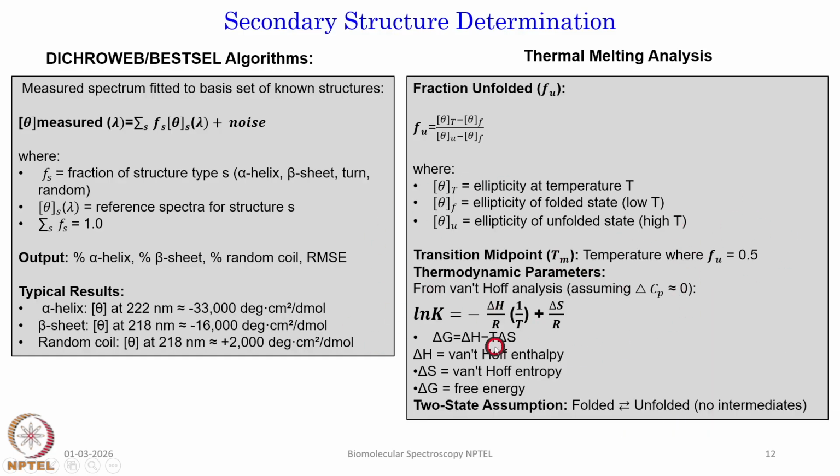You can create this Van 't Hoff analysis to find the thermodynamic parameters such as delta H, delta S, delta G, and you can have a very nice protein folding analysis. The only assumption is that there are only folded and unfolded states, there is no intermediate. So, for two state protein folding, one can beautifully determine the fractional unfolding of a protein at any temperature.